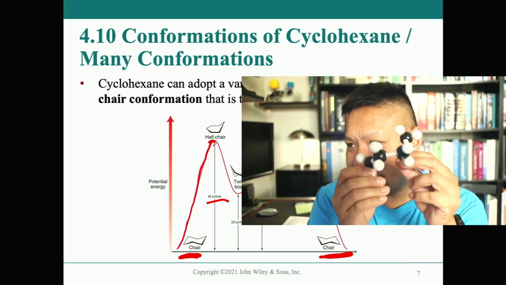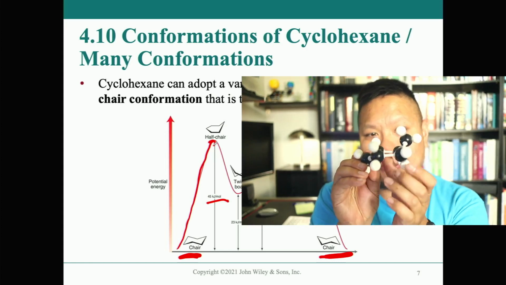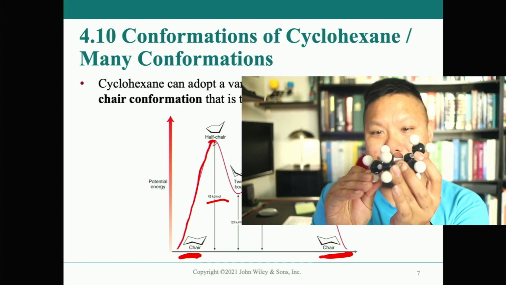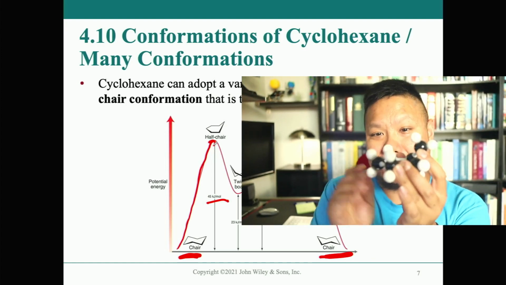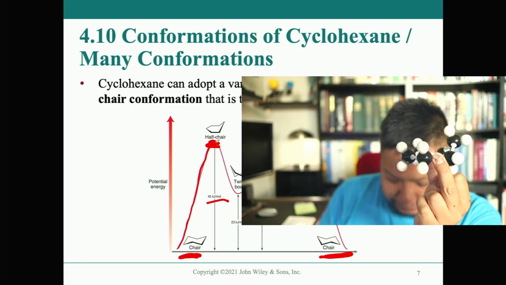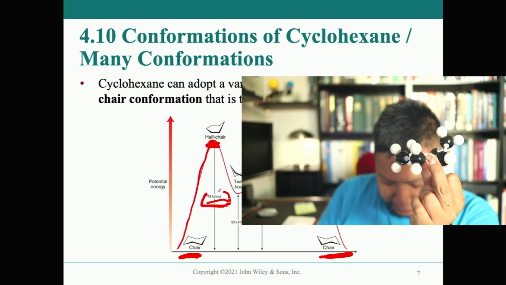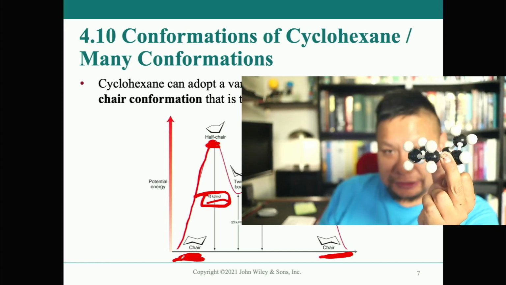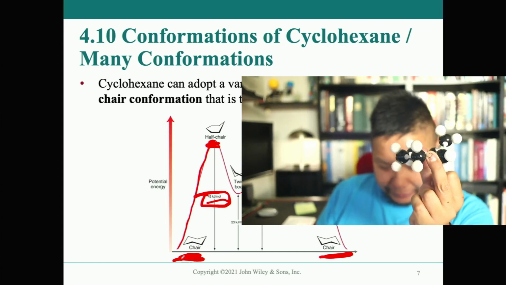Okay, there we go, focused. And I'm going to try to bend this guy right here up. And when I bend this guy up, oh man, it's hard, right? It doesn't even want to go. Do you see how hard that is? And now it's half chair. Half chair is the highest potential energy, right? It's most unstable at 45 kilojoules per mole more than the chair conformation. It really doesn't like that, right?